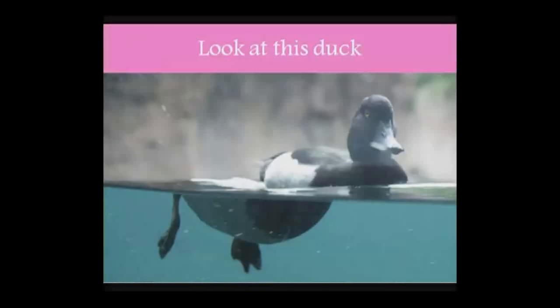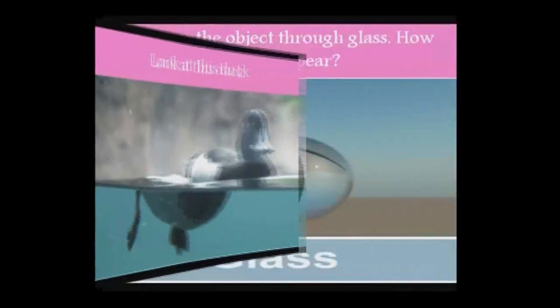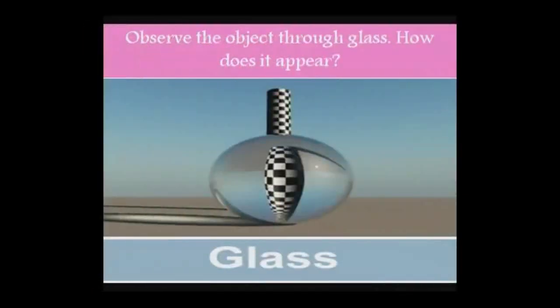The duck is swimming in a pool of water. The upper portion of duck we can see normally, whereas the lower portion of the duck which is immersed in water is seen distorted. Why does this happen? Look at this. Observe the object through the glass. How does it appear? It appears elongated. Why is it so?